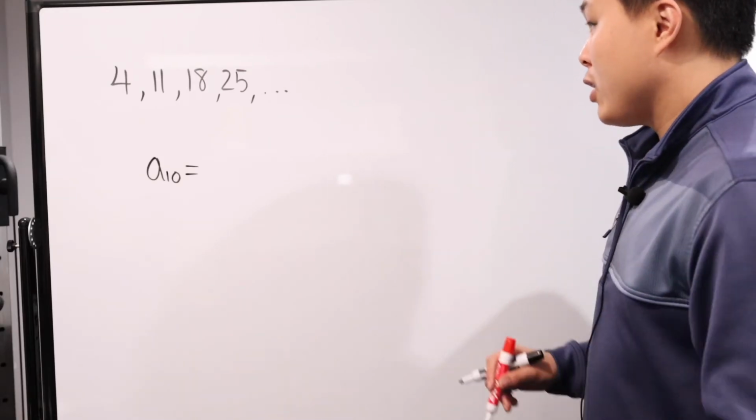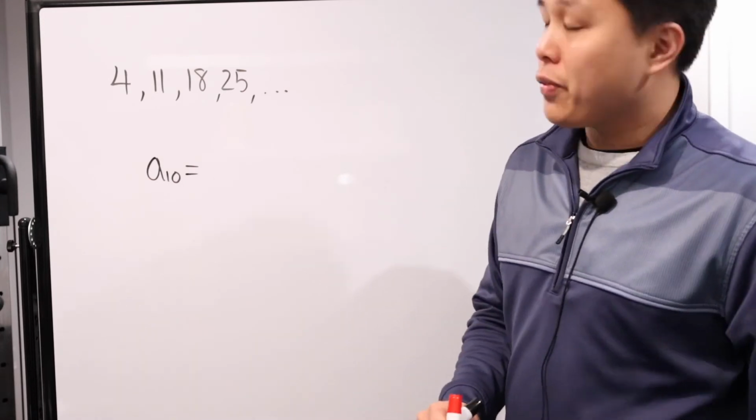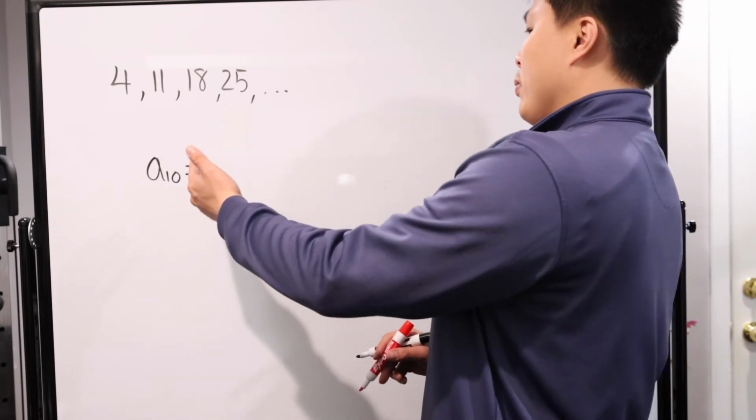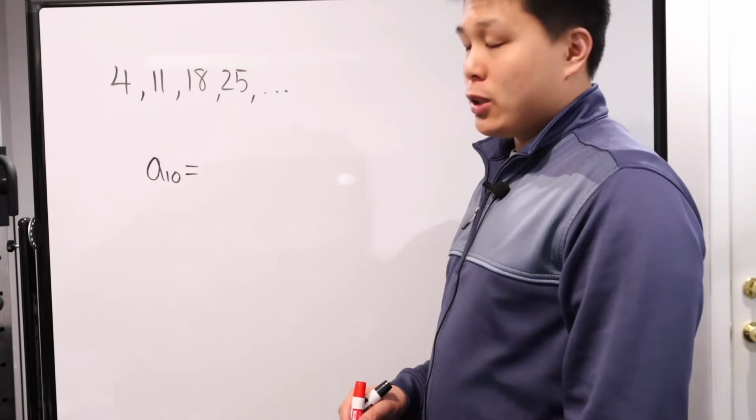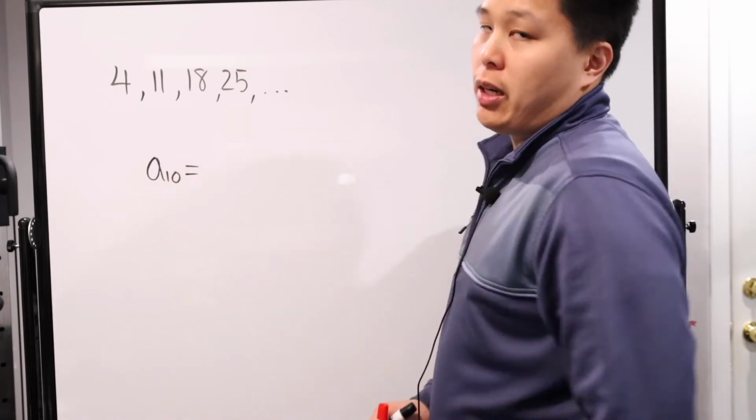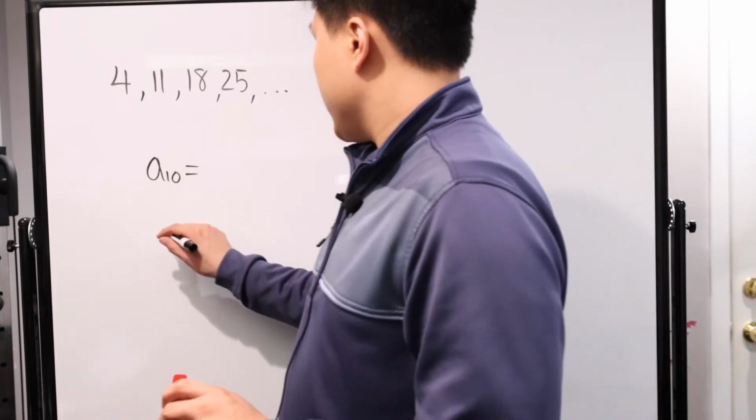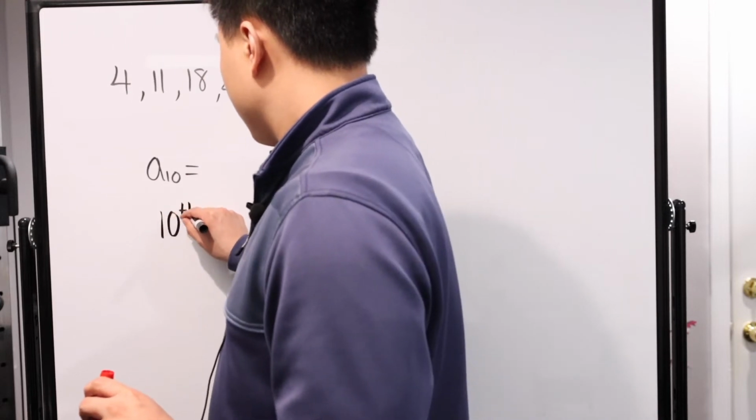All right, so enough talking. Let's just go and start solving problems. All right, so here's one right here. We are given this wonderful sequence, and we're asked to find a sub 10. Meaning, basically, we're looking for the 10th term.